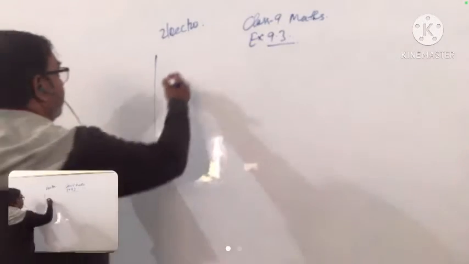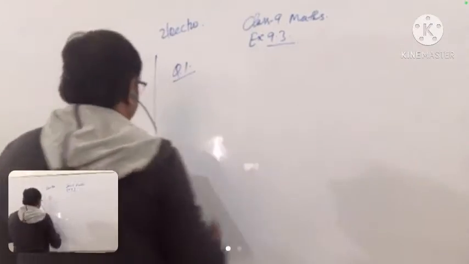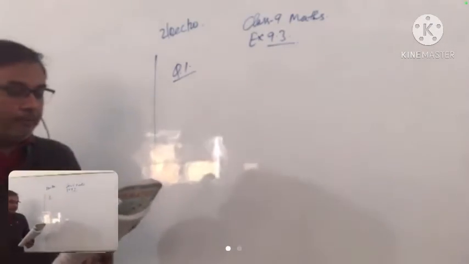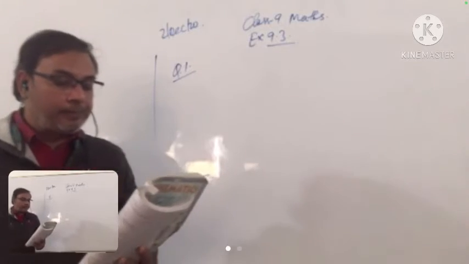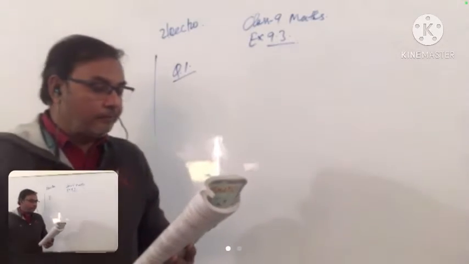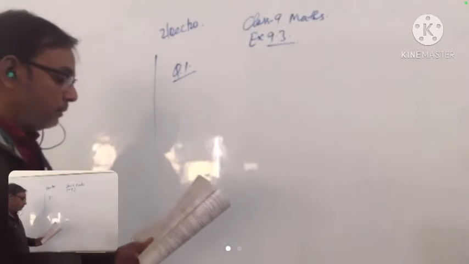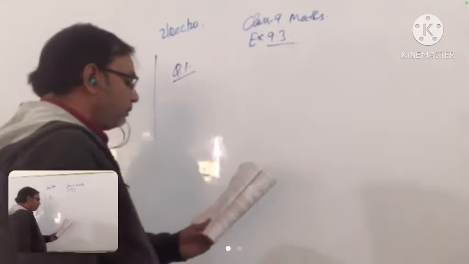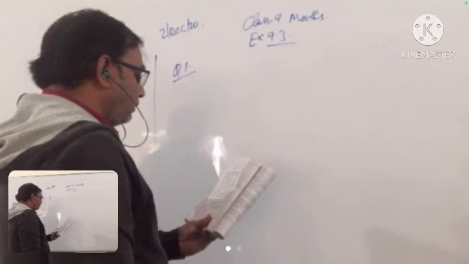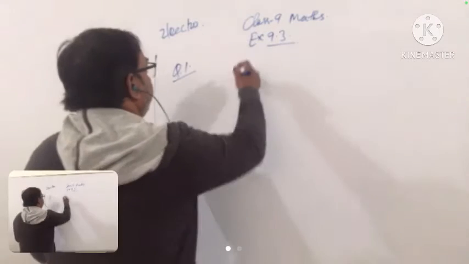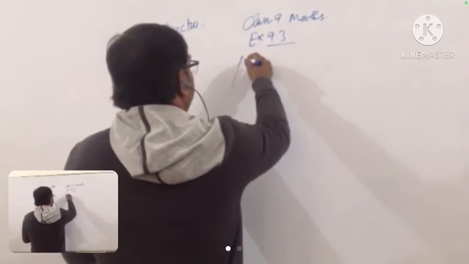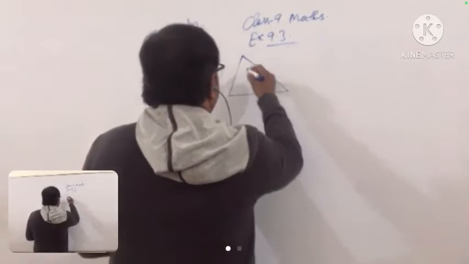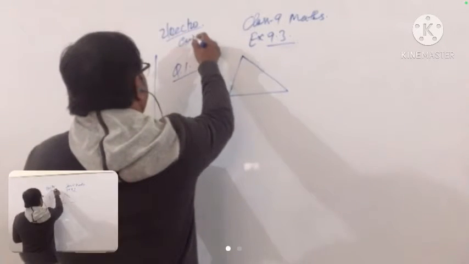Now, Madhvi, read the question number 1. Exercise 9.3, read the question number 1. Good. So, the figure is given here, 9 point this. Take out your classwork copy and start writing.